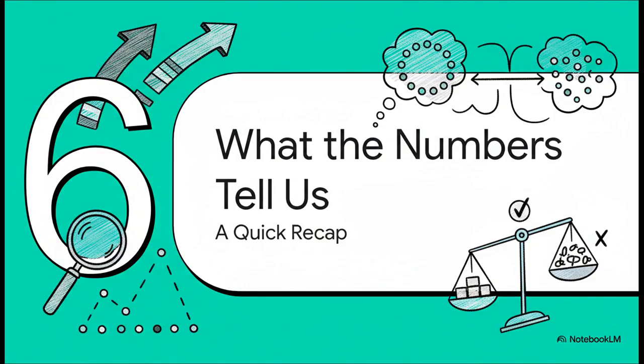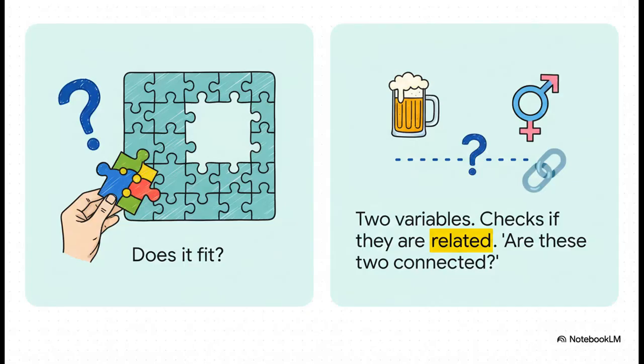So we've looked at two really powerful ways of using the same core idea. Let's do a quick recap just to make sure the difference between them is totally clear. The goodness of fit test is what you use when you have one variable, like candy color, and you want to compare it to a known model. You're asking, does my data fit the theory? The test of independence is for when you have two variables, like gender and beer preference, and you want to see if they're connected. You're asking, are these two things related?